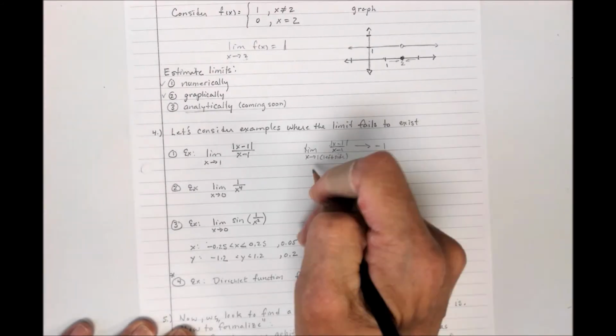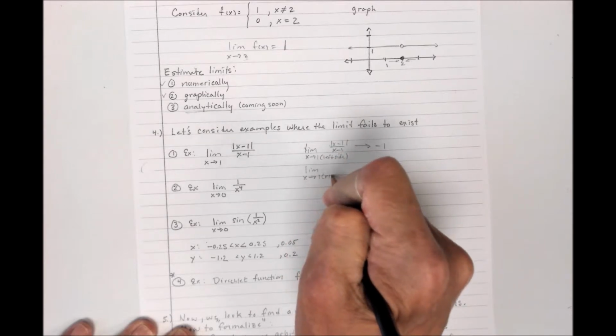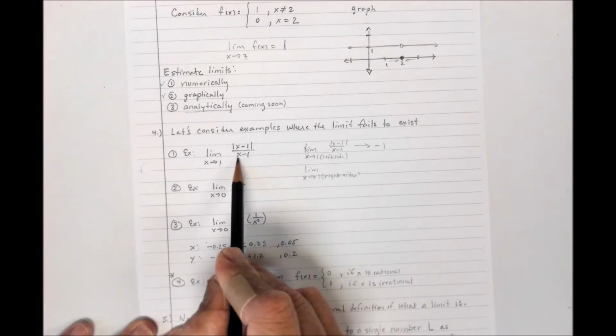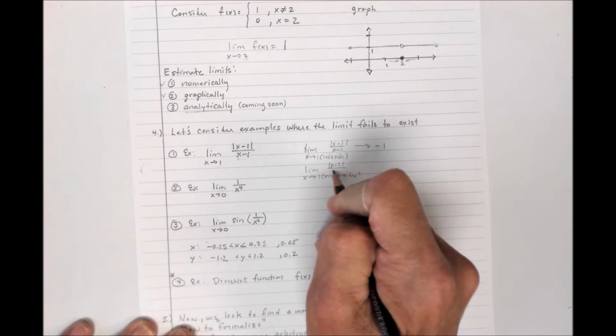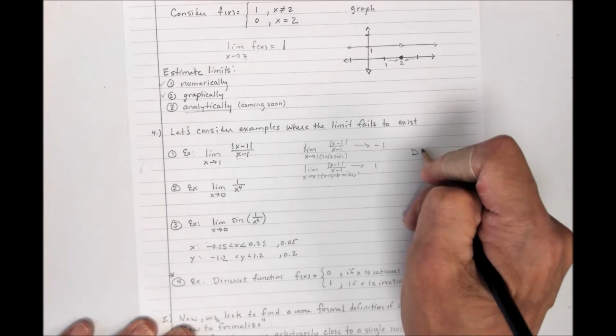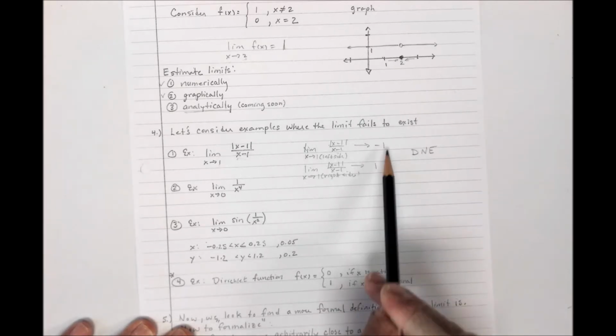But if we take the limit as x approaches 1 from the right side, with numbers slightly bigger, like 1.1, 1.01, 1.0001, they're both going to be positive in the numerator and denominator. They're going to be the same exact number. So the limit is going to approach a positive 1. So in this case, we write DNE. It does not exist. Remember, it has to be a single number. It cannot be two different numbers.